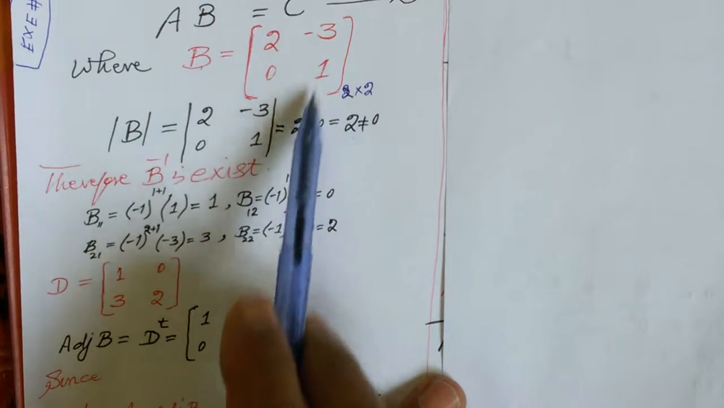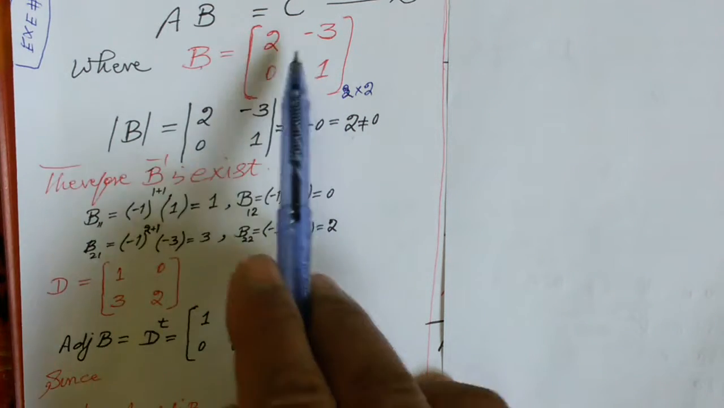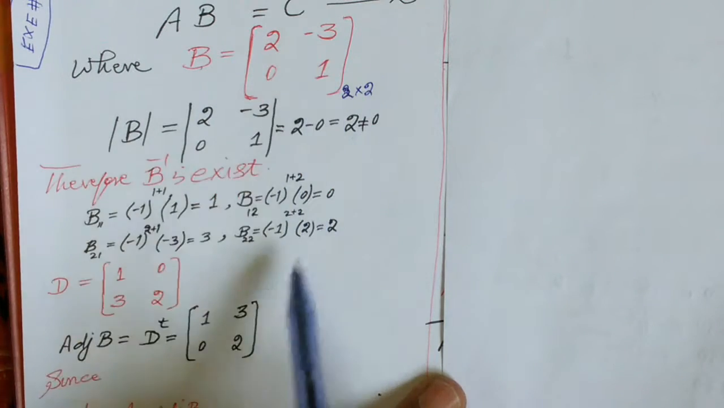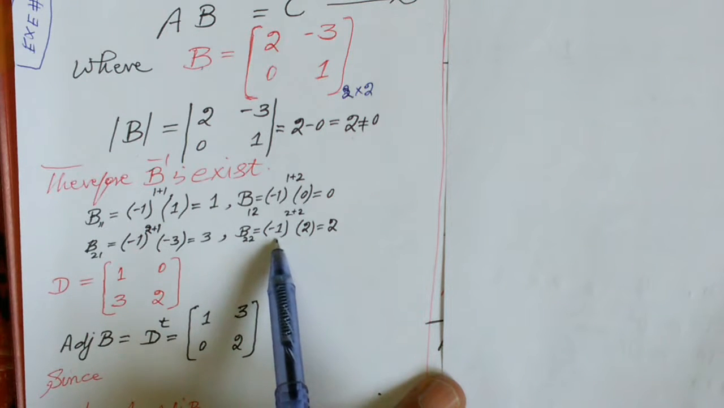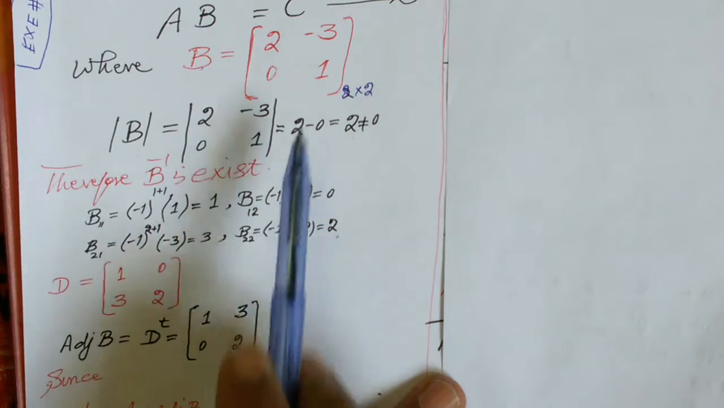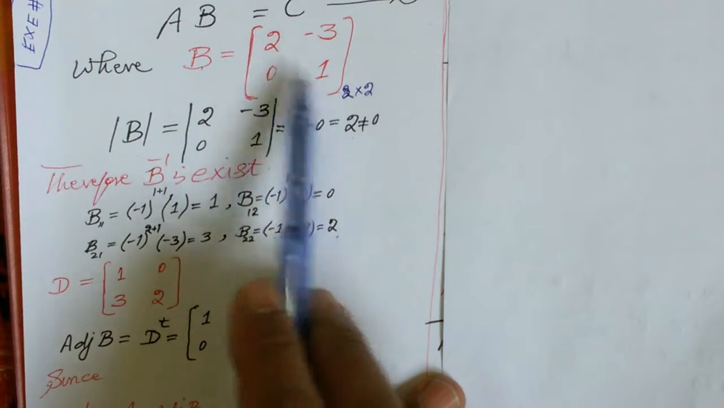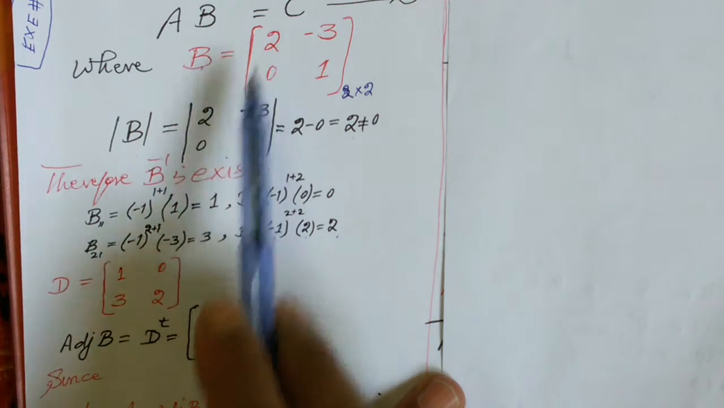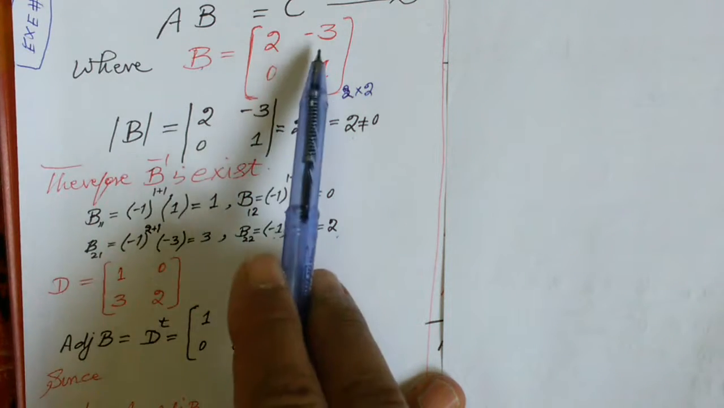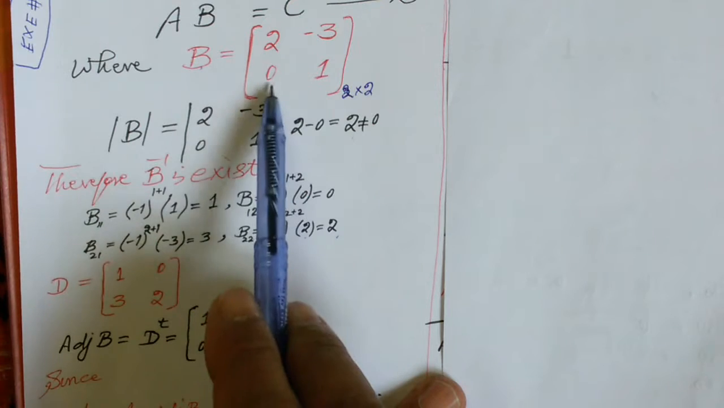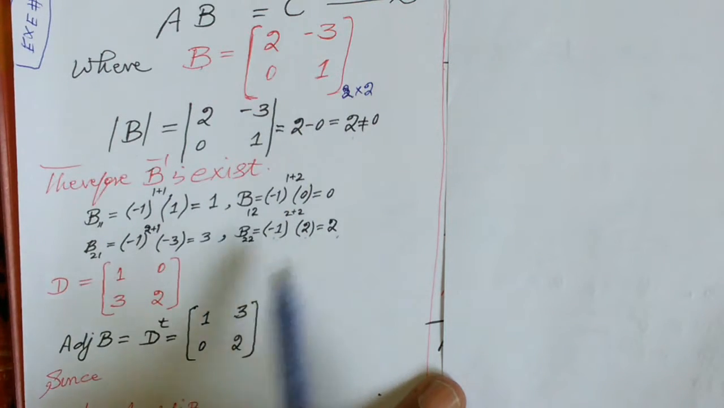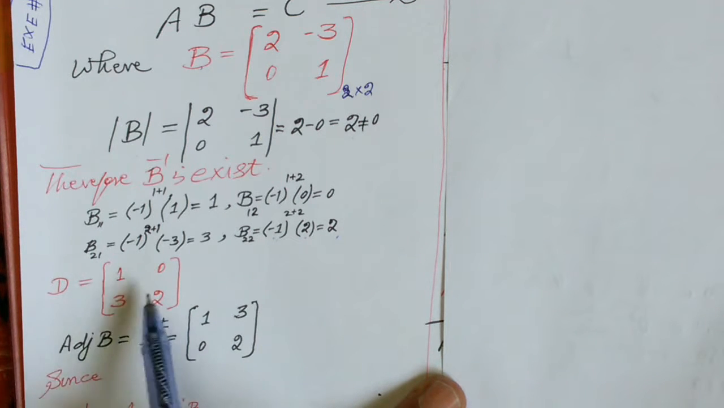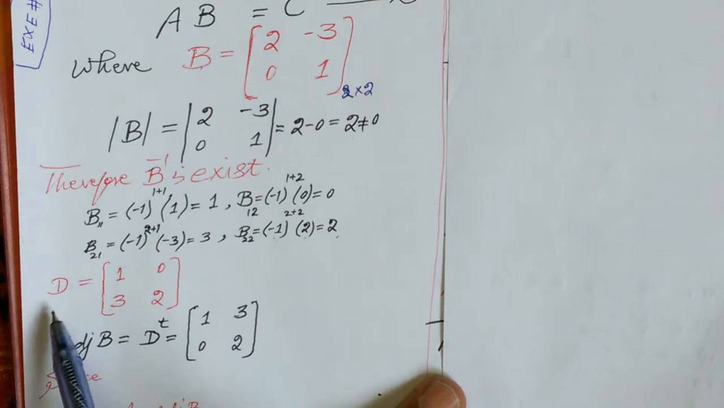Second row and second column: minus 1 raised to power 2 plus 2. Delete the second row and second column. After the simplification we get 2. Minus 1 raised to power 4 is equal to plus 1, multiplied by 2 is equal to 2. Replace each element by its cofactor. Replace 2 by minus 1, 3 by 0, 0 by 3, and 1 by 2. We get another matrix. Let us denote that matrix by D.